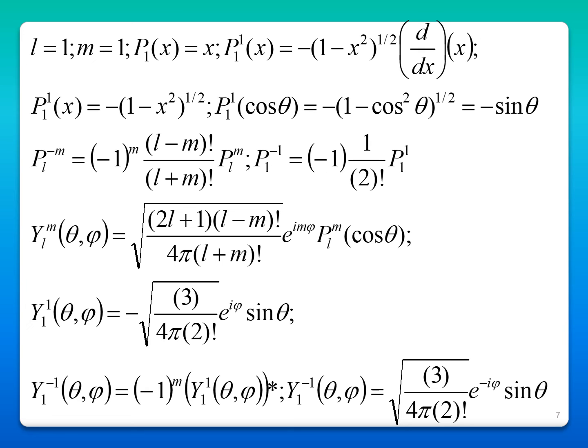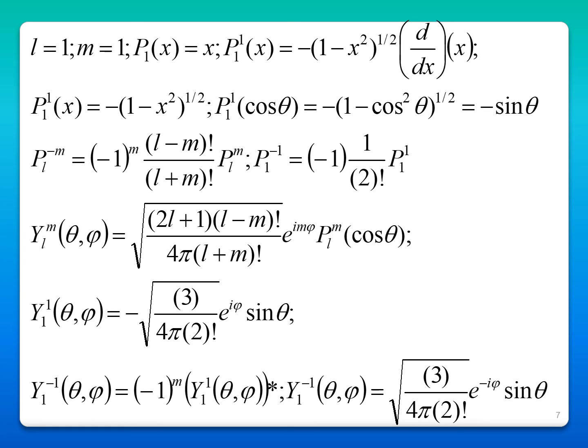Next is with L is equal to 1 and M is equal to 1. So P_L of X only depends upon L. So we can take it with P1 of X, and P_1^1 of X is equal to minus of 1 minus X squared whole power 1 by 2. So if you substitute cos theta instead of X, then P_1^1 of cos theta is equal to minus sin theta.